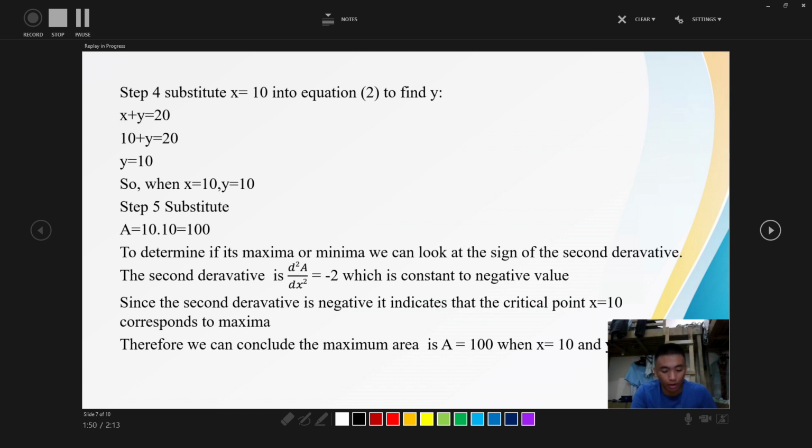So for the conclusion of this problem, we found the critical point, determined the corresponding y value, evaluated the area at that point, and then used the second derivative to confirm that the critical point is a maximum.